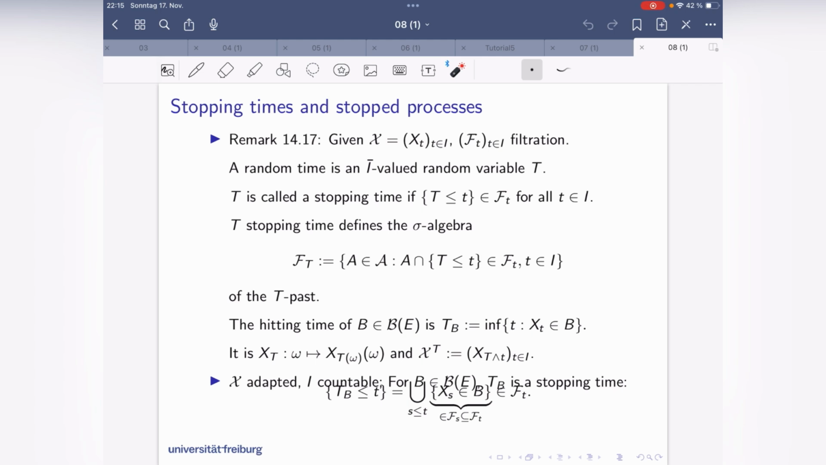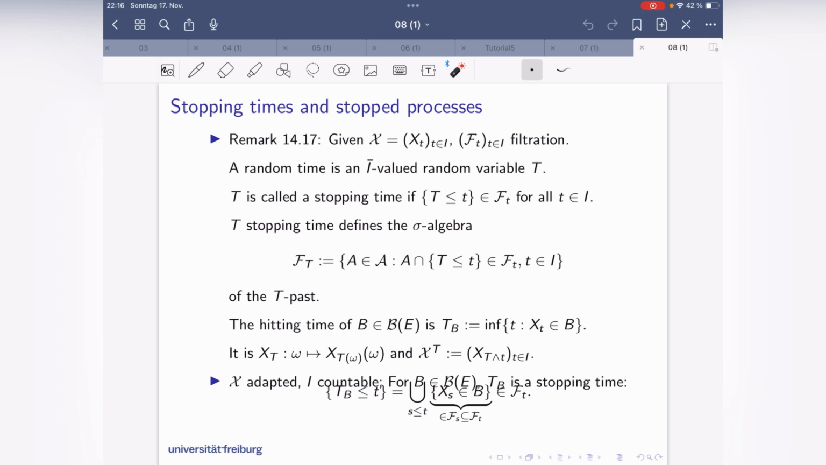Very often these stopping times are hitting times, which means T_B is the infimum time where X_t is in B. We already had X index T, and we asked ourselves in the progressive measurability video if that is a random variable, and the answer was: if X is progressively measurable, this is a random variable, which means it's measurable. The other thing we had is X superscript T, the process stopped at time T, like this here. Sorry, here something went wrong on the slide.